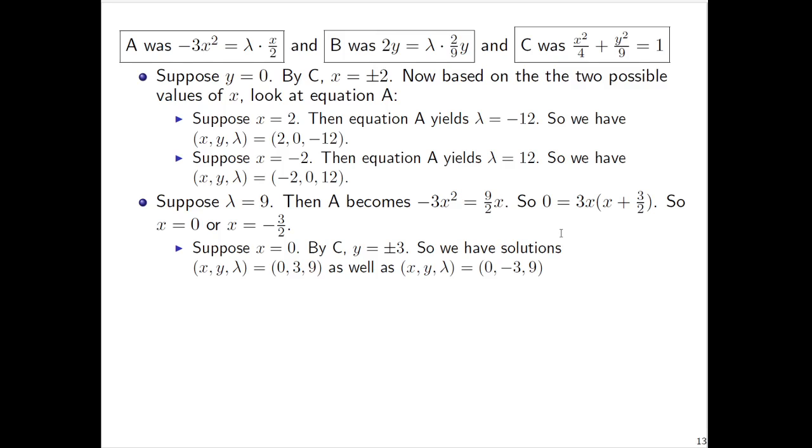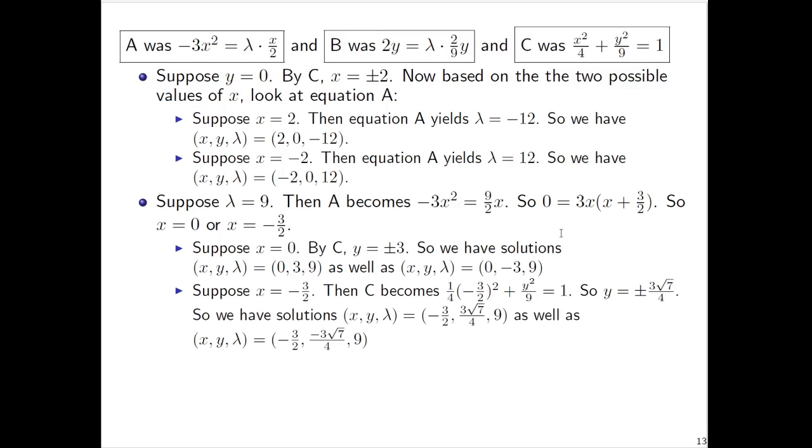The other value of x that we need to pursue is x equals negative 3 over 2. Then if we look at equation C, it's a little messier, sure, but if we work through the algebra here, we're going to get y is equal to plus or minus 3 root 7 over 4. So we have an x, y, lambda combo of negative 3 halves, y value 3 root 7 over 4, comma 9, or we have still x is negative 3 halves. Now the y value is the negative of what it was before, and lambda is still 9.